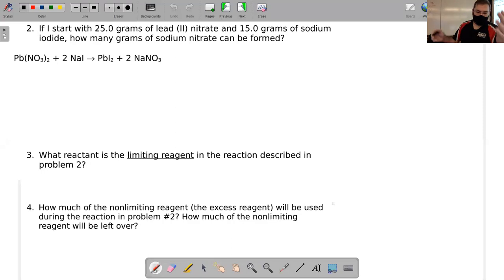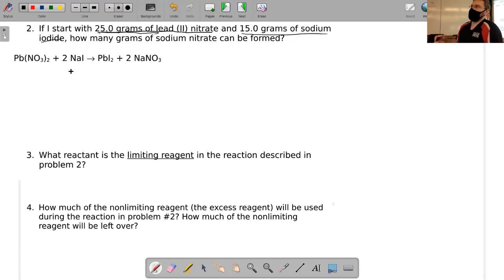But number 2, this is exactly the same kind of thing as what we did in the lab in a couple different ways. You got so much of one chemical, 25 grams of lead 2 nitrate. You have 15 grams of sodium iodide. So we got 2 reactants, lead nitrate and sodium iodide. It could be that you've got the exact amount so that they both get used up to make the product you're looking for, but one of them is probably a limiting reactant, one's probably the excess reactant.